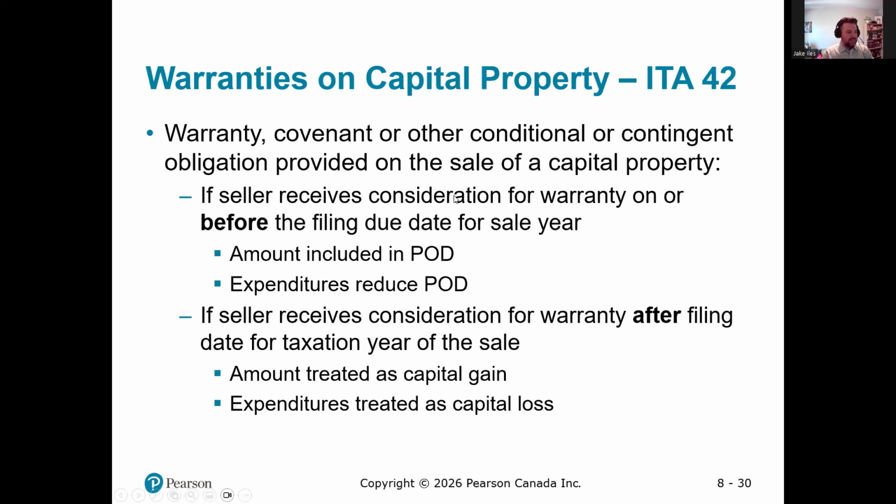If the seller receives consideration for the warranty on or before the filing due date, the amounts are included in proceeds of disposition. So they gave me money, I will add it to proceeds. If it costs me money before the filing due date, which for a business is 6 months later, so if before I file my return I have an expenditure and I know what it is, I can include it. So I can subtract the expenditure.